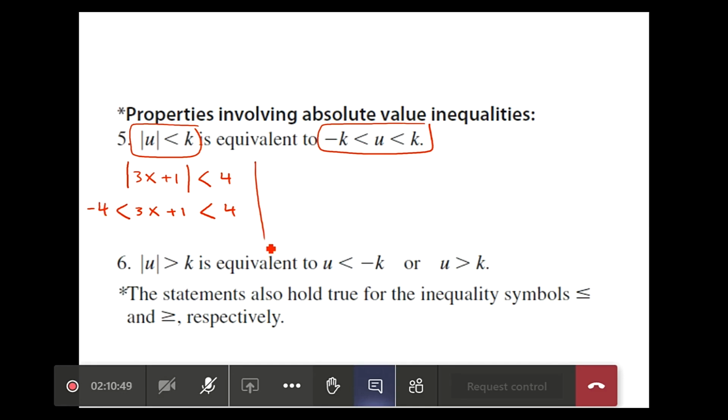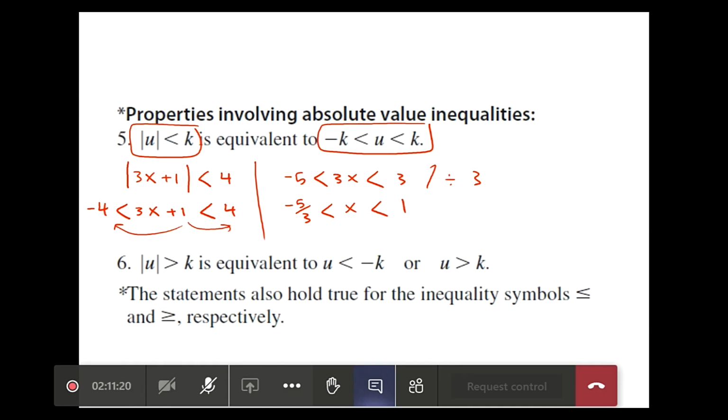Now we can solve it by subtracting 1 from all sides. So we have negative 5 less than 3x less than 4 minus 1, which is 3. Dividing by 3, we have x between negative 5 over 3 and 3 over 3, which is 1, like this.